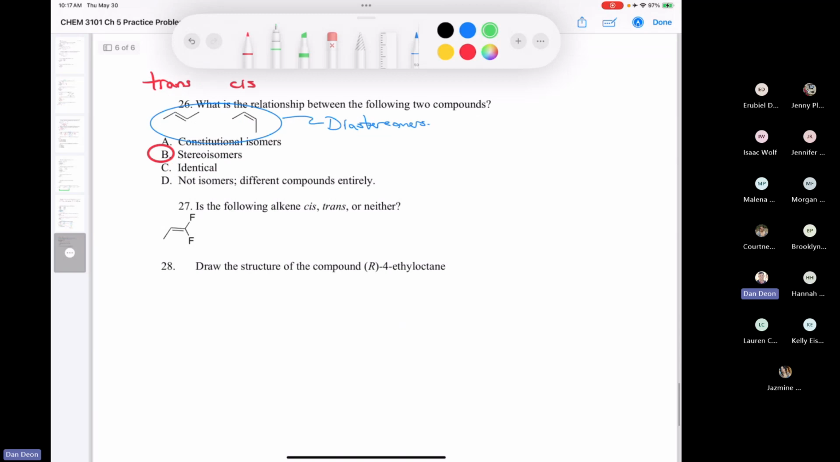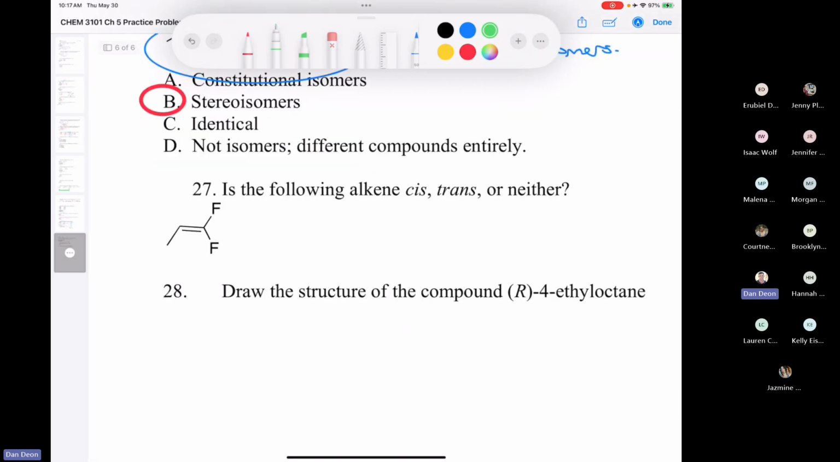All right, for the last one, is the following alkene cis, trans, or neither? Did anybody answer 27? The rule that I went over at the beginning of the chapter. Cis, trans, or neither for 27? It's neither, exactly. It's neither, because when you have two identical groups on one of the sp2 hybridized carbons, you can't have cis or trans. It's impossible. You could say the methyl group is trans to this fluorine, but it's cis to this fluorine. So which is it? It's neither. It's not cis or trans.